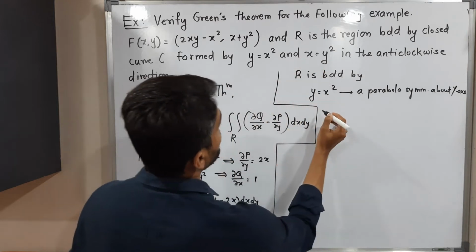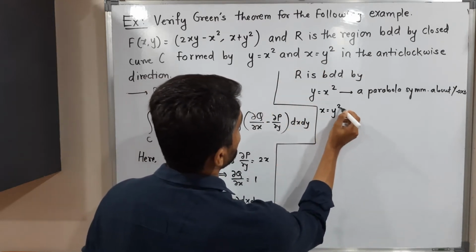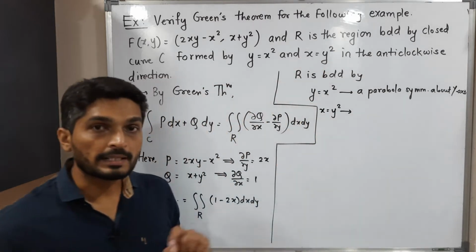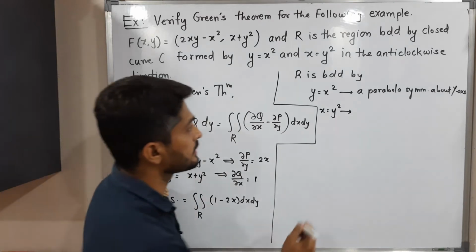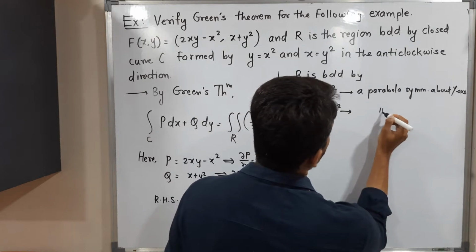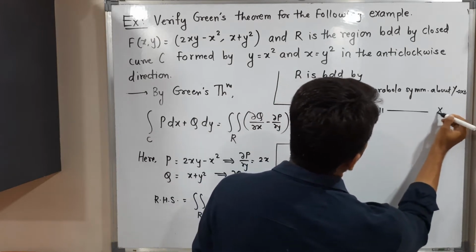The second equation is x is equal to y square. This is also a parabola, but this time the power of x is 1, so this parabola is symmetric about the x-axis. A parabola symmetric about the x-axis.